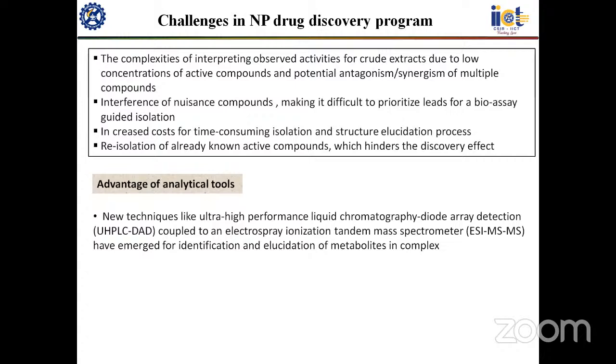And there is reisolation of already known active compounds, which hinders the discovery effort, because the de-replication technique is an important process to save time, as isolation is cumbersome and time-taking. So here we can utilize analytical tools for de-replication, because new techniques like UPLC-MS coupled to ESI-MS have emerged recently for the identification and elucidation of secondary metabolites in complex mixtures. You just prepare the extract, analyze, and develop a method using UPLC-MS hyphenated techniques, and you will get all the molecular weights and the molecular fragmentation pattern also.